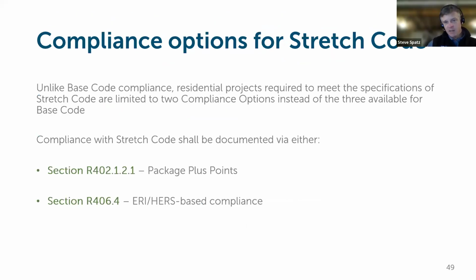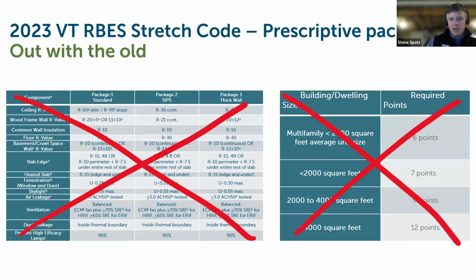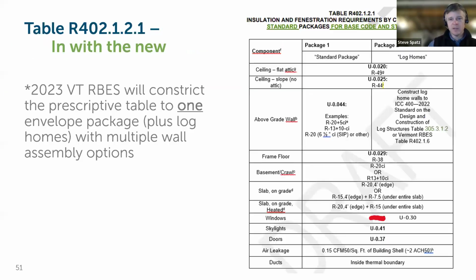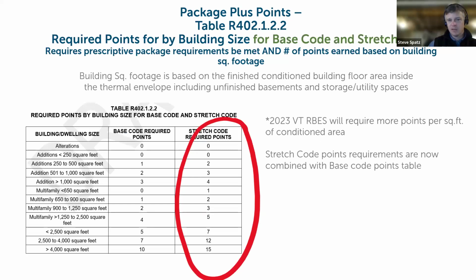So just something to be aware of, where you're building and where stretch code is triggered or would be required. As has been noted in the chat here, compliance options for stretch code define the package option, the table, picking a package and then earning points, or having a HERS rating done. Can't use ResCheck, as we talked about a moment ago. And again, just to underscore the earlier slides, this is the table and the package points that are in the 2020 RBES. This is now gone and combined in the single package, our single table here and single package option as well. So base and stretch code are combined under that single package option, and the enhanced points requirements here as well.